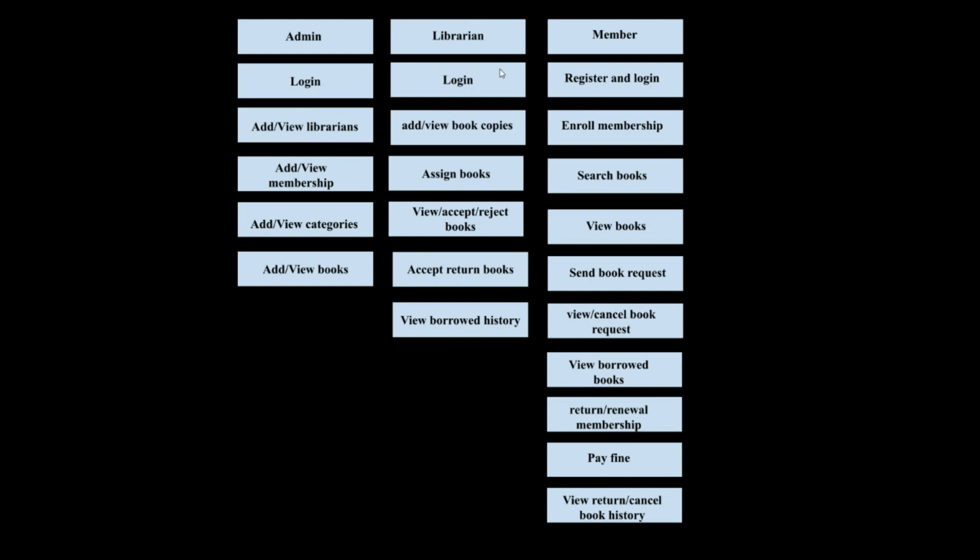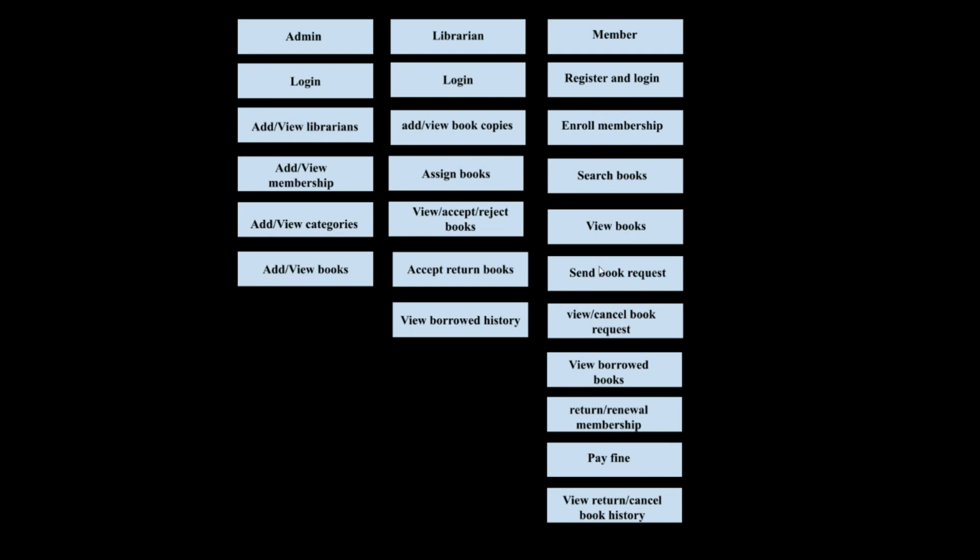Now, the librarian will log in with the same email and password. Here, the librarian will add the book copies. These book copies can be seen by the member when the member registers and logs in, and after that the member should enroll in the membership. After enrolling in the membership, the member will search for the books, and in view books, the member can see the added copies by the librarian.